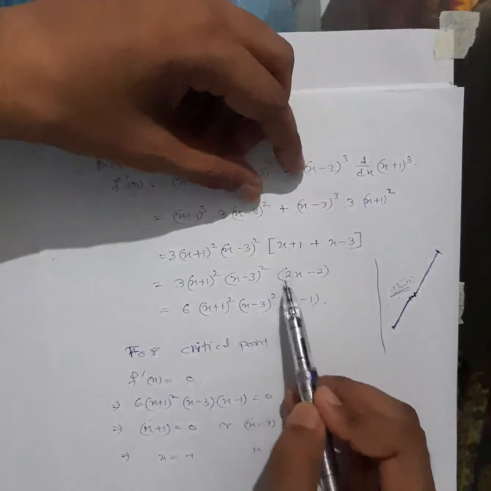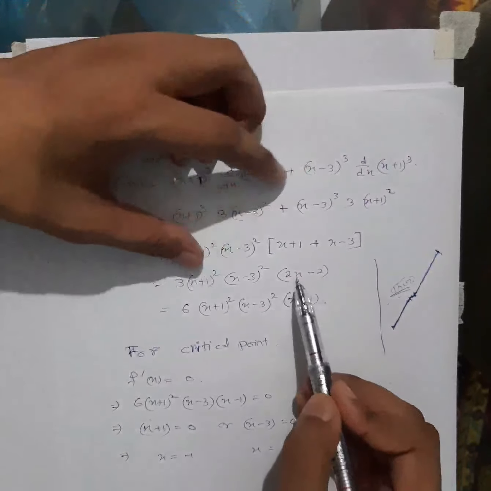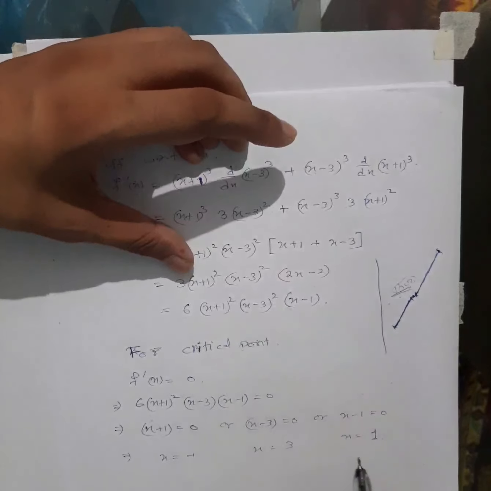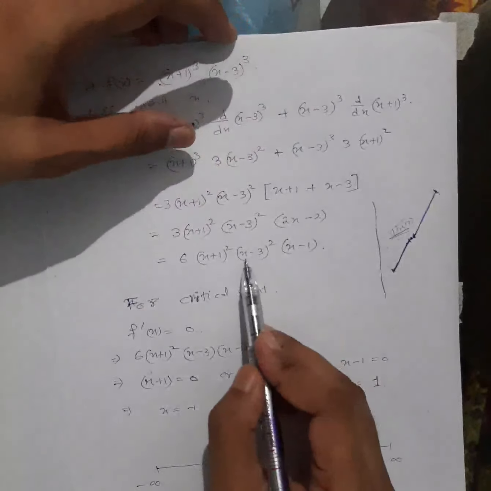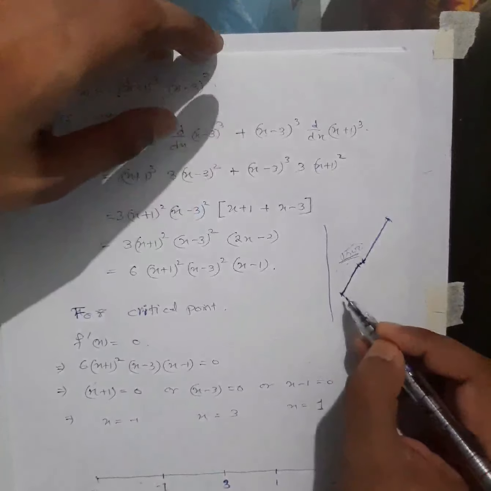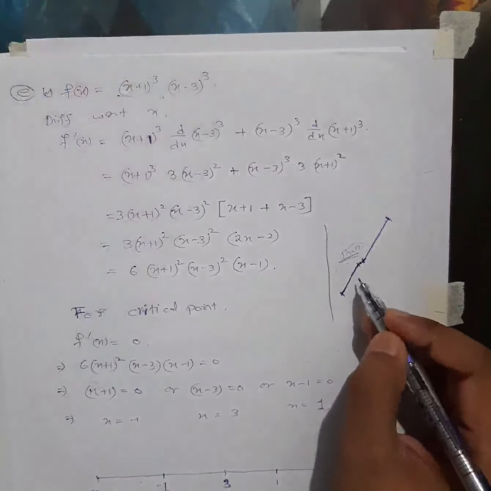So solve this one, you will get 2x minus 2 here, right? So after that 2 again you can take outside, so 2 into 3 it will be 6, this one.